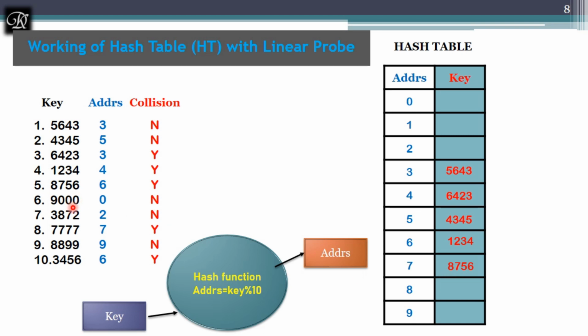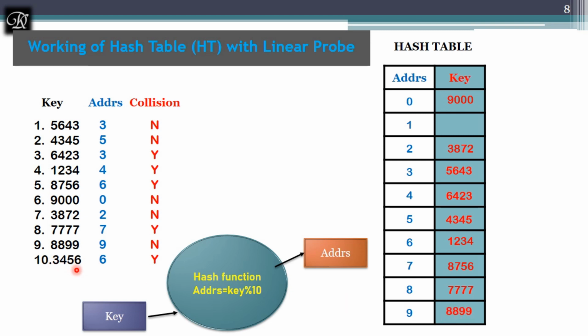Then 9000. If I take the key 9000, the address is 0, which is free, not occupied, so we write the value there, and there is no collision. 3872, the address is 2, again the location is free, so we can use it. 7777, the address is 7. Yes, there is a collision, as it is occupied by the previous value 8756. So we have to apply linear probe to find the next free location. Next is 8899. The ninth location is free, so there is no collision, and we can update it there.